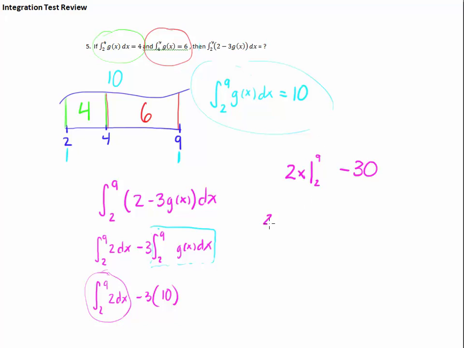So I've got plug in 9, so 2 times 9, minus what happens when I plug in the lower bound, and then minus 30. So we've got 18, subtract 4, minus 30. 18 minus 4 is 14, and 14 minus 30 is negative 16. So there's our answer. This expression right here is actually equal to negative 16, and I find that I eventually have to figure this out, and that's what this information gives us, how to figure that out. So the answer is negative 16.